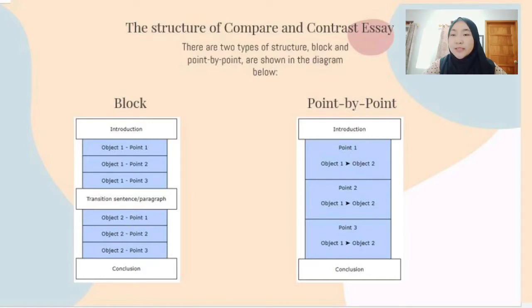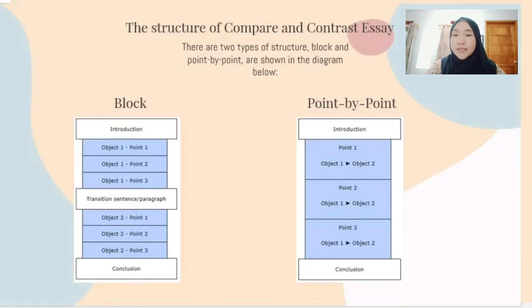While in the point by point structure, the first part is the introduction, and the second is point 1. It's the comparison between object 1 and object 2, and then point 2 is also the comparison between object 1 and object 2, and so on.